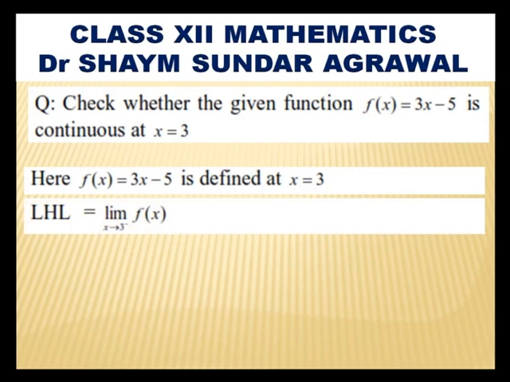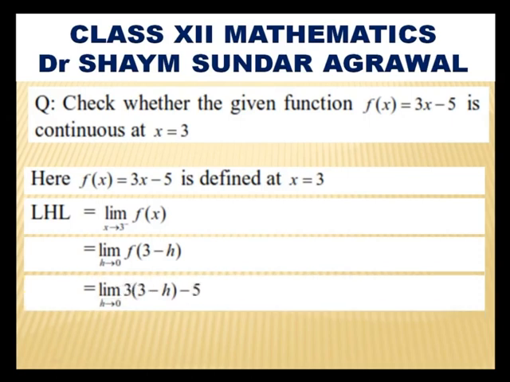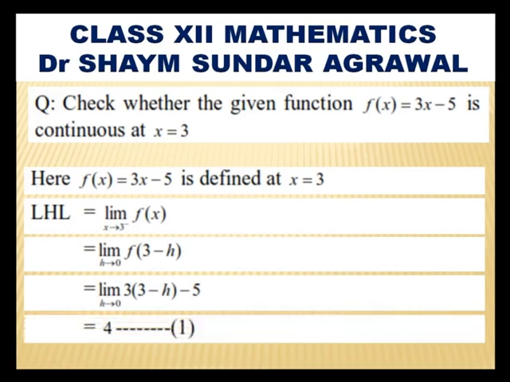So let us find the left hand limit. Limit x tends to 3 minus of f(x), which is limit h tends to 0 of f, in place of x write 3 minus h, because it is 3 minus, which is the same as limit h tends to 0. As f(x) equals 3x minus 5, f of 3 minus h is 3 into (3 minus h) minus 5. Then by putting the limiting value, we get the left hand limit equals 4.